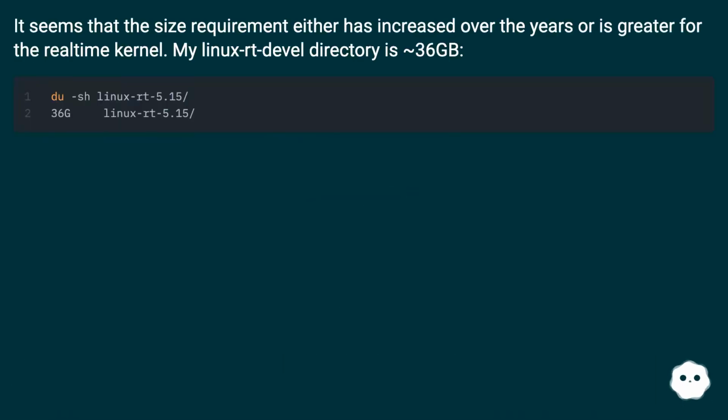It seems that the size requirement either has increased over the years or is greater for the real-time kernel. My Linux RT Devil directory is 36 GB.